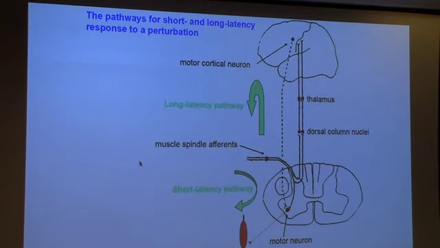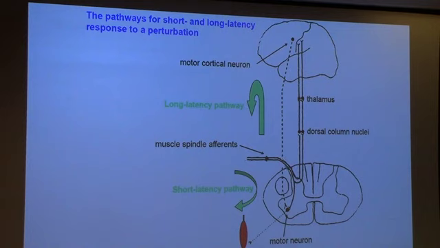This one is also similar to what I said before. We have two pathways. The lower one is the local one, and we also have a higher-end control from the brain. The difference between these two is that the lower one is a short latency pathway. When you have a perturbation of your muscle, when you stretch it, it will generate a response, and it will be very fast because it only goes through this local pathway. It does not have to go to your brain.